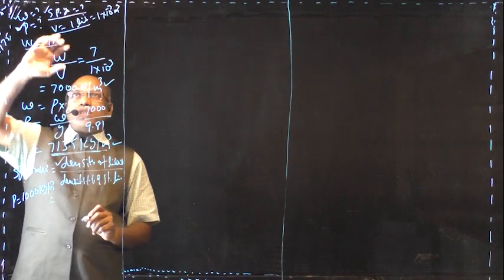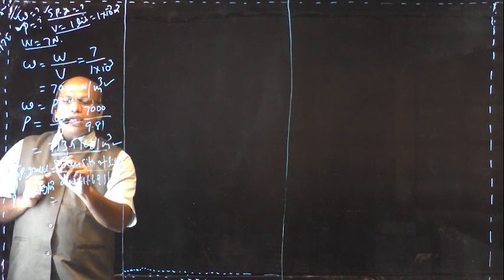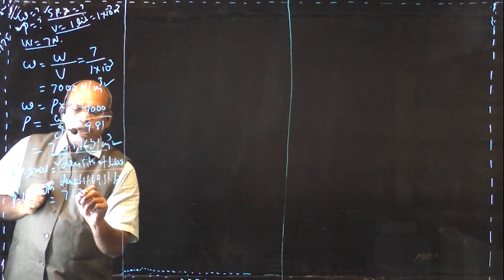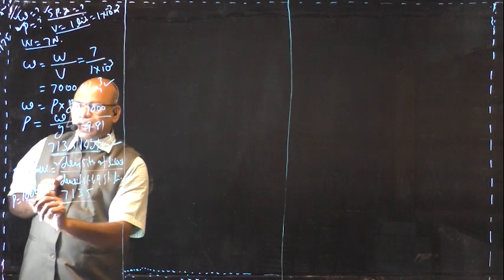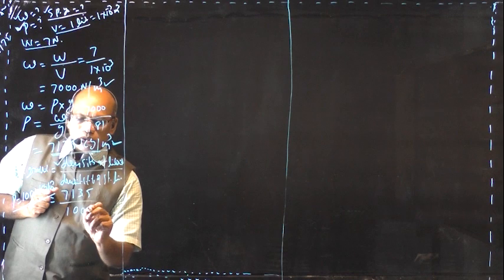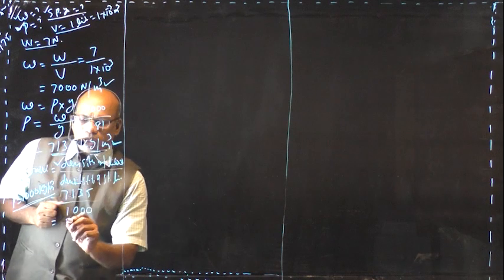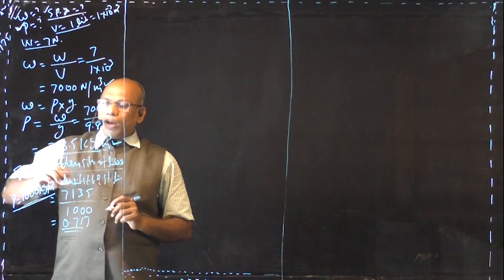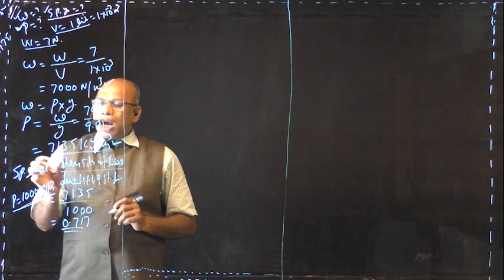Therefore, specific gravity of this liquid is equal to density of the liquid. What is the density of the liquid? That is already determined here, that is 713.5, divided by density of the standard liquid, that is water. Water density is 1000 kg per meter cube. Therefore, specific gravity of this liquid is equal to 0.717.